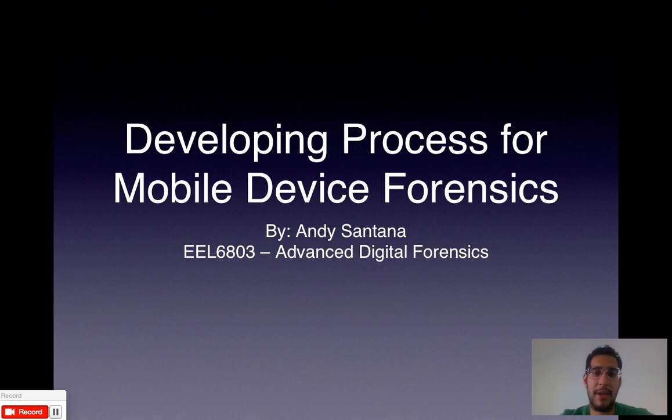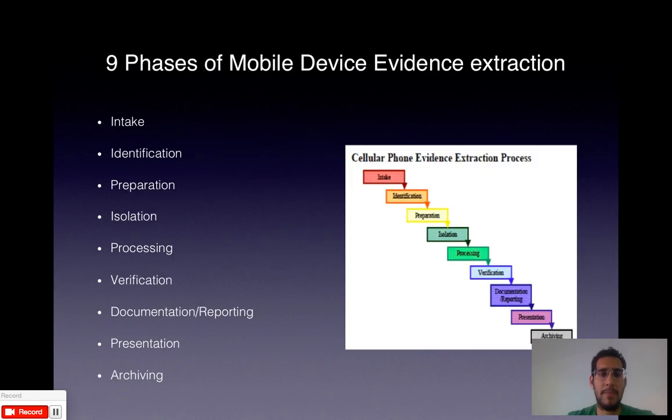I'm going to be talking about developing processes for mobile device forensics. So when it comes to mobile device evidence extraction, there really are 9 phases. The first phase is called intake. The second is identification. The third is preparation. The fourth is isolation. Then there's processing, verification, documentation and reporting, presentation, and then archiving.